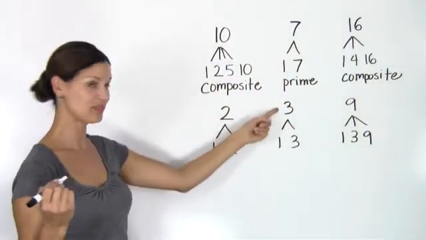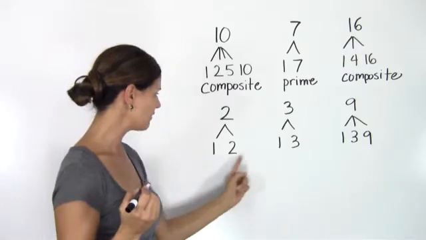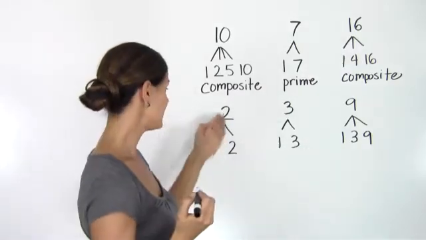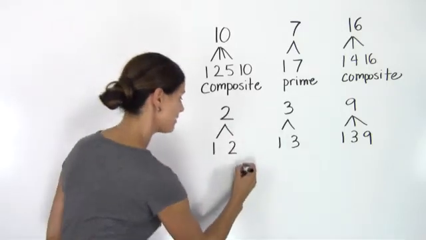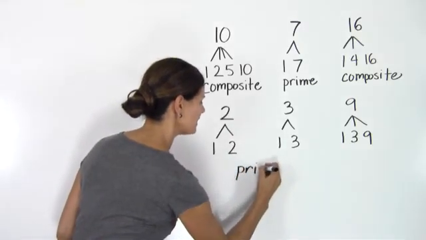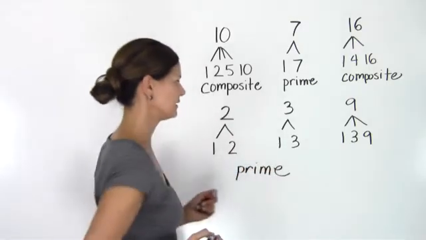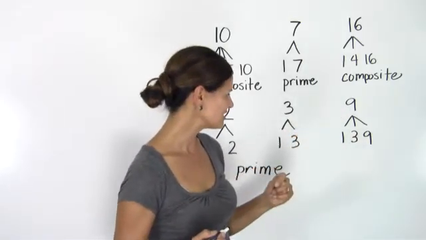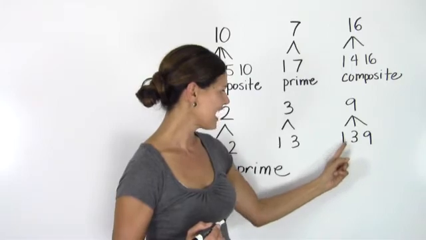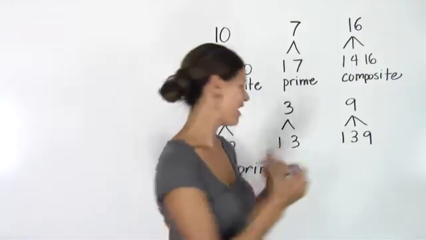2 and 3 both only have 2 factors, the number itself and the number 1. So both 2 and 3 are prime numbers. And 9, our last example here, has 3 factors, 9, 1, and 3, making it a composite number.